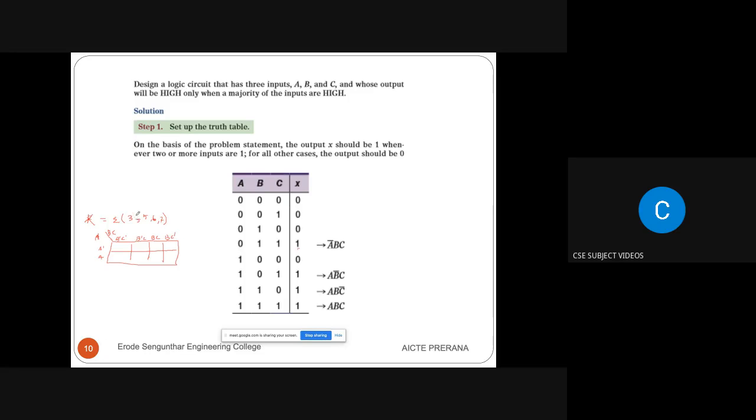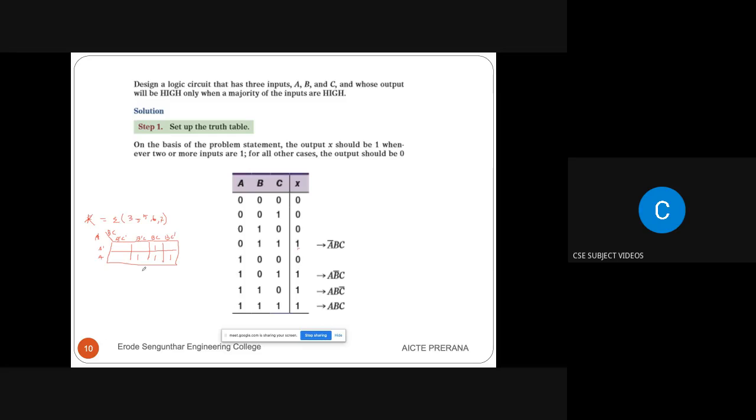So we have to plot the minterms in this K-map: 0, 1, 2, 3, 4, 5, 6, 7. After plotting the minterms, we have to map. For a 3 variable K-map, we first see the octet possibility. Octet is nothing but 8 adjacent cells. We don't have a combination of 8 adjacent cells here.